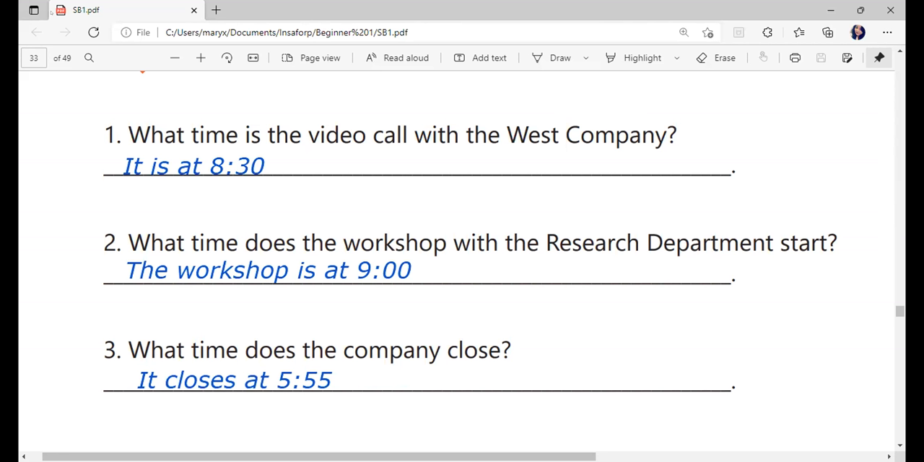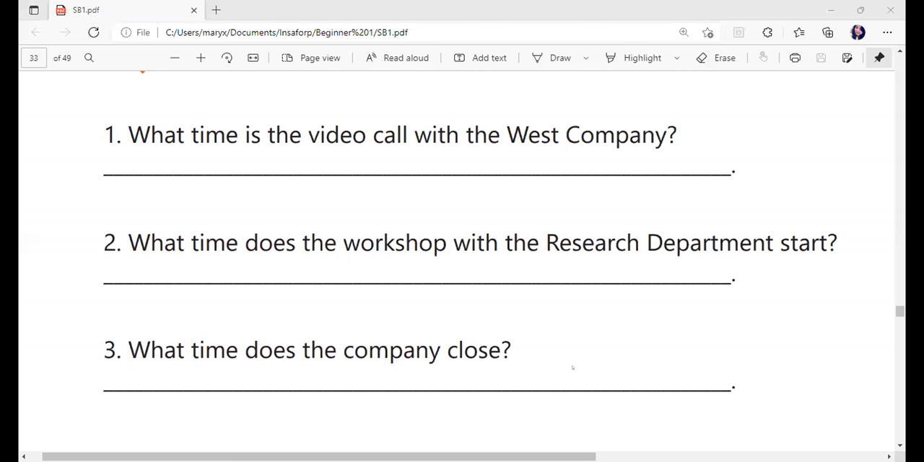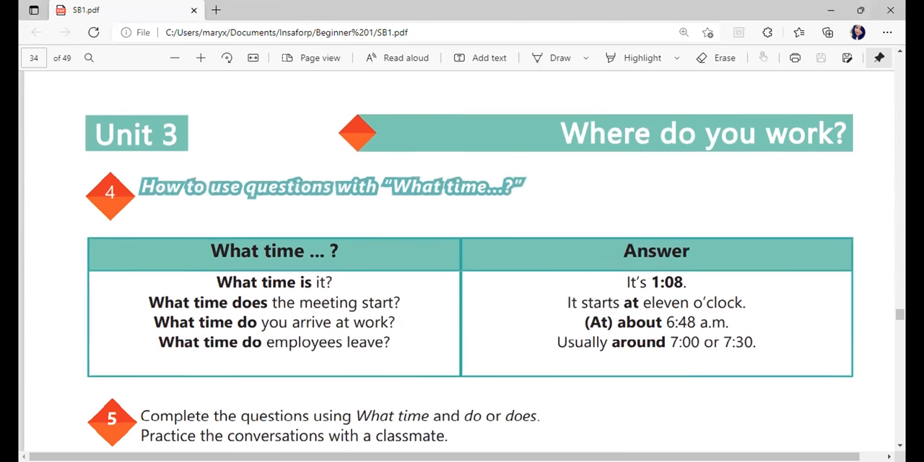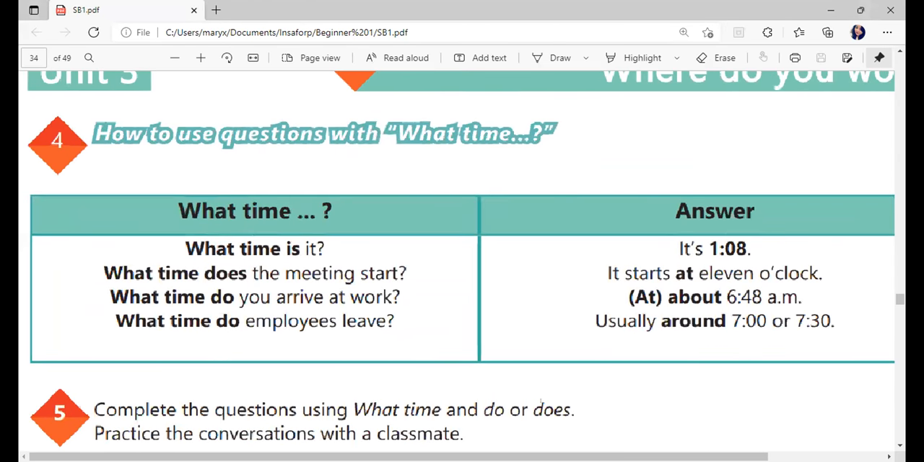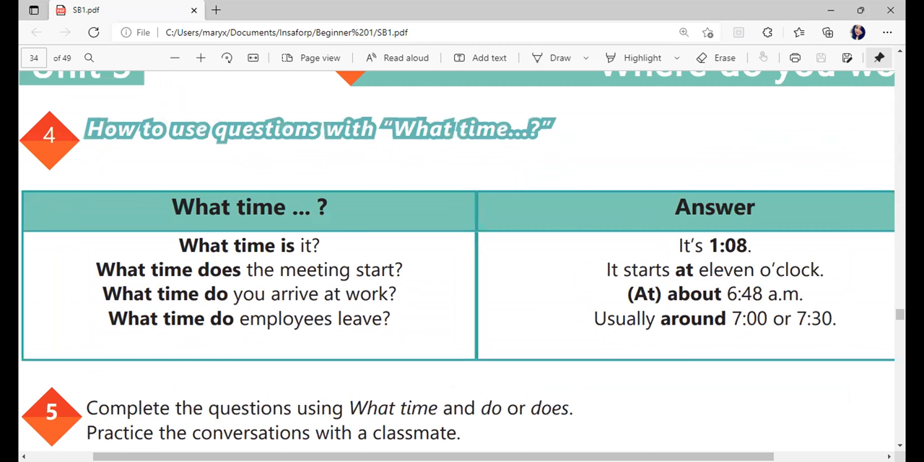Okay, well, let's continue. Right, we continue with the book. In the book, we have more information here. If you see, we have questions, right? And then we have the words that I mentioned to you before. We have it's for what time is it? What time does or what time do you? We have at, about, or around. Estas dos de acá no son específicas, son horas, como dicen en buen salvadoreño, más o menos a esa hora. At sí es específico. At 11 o'clock. So, let's continue here.